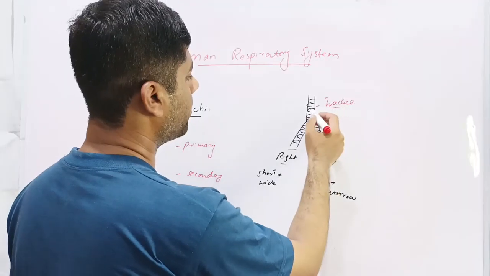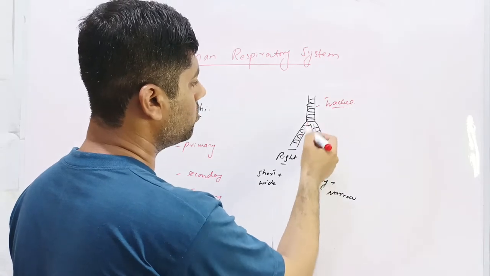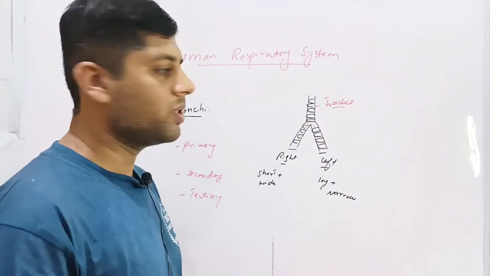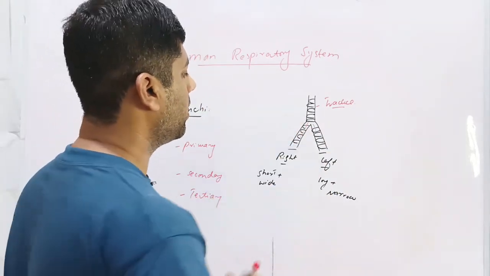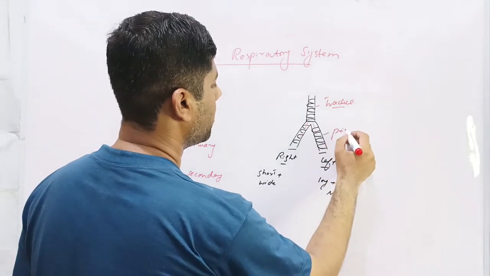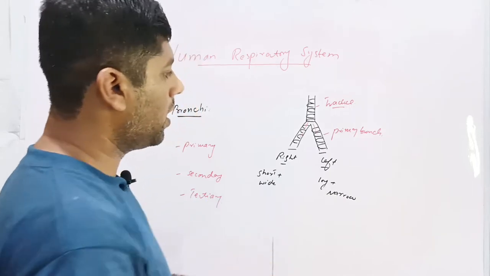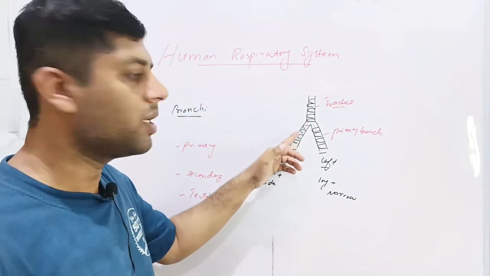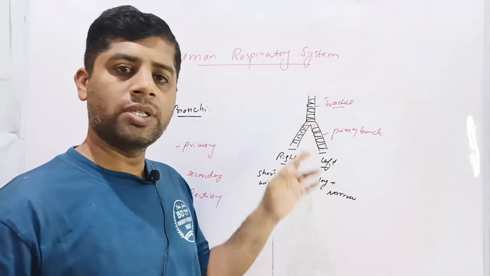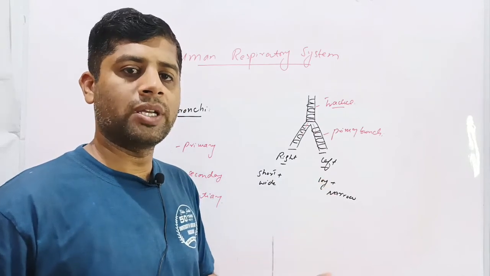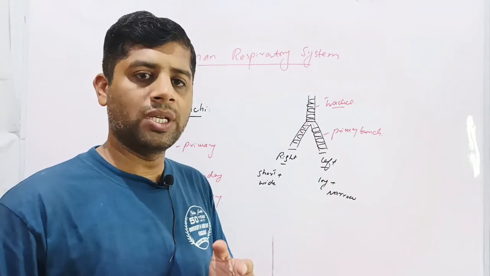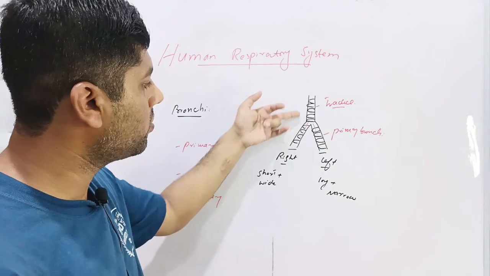The trachea bifurcates into two bronchi. These two bifurcations or divisions of the trachea are called bronchi, or we can say these are the primary bronchi. All these parts, the larynx, trachea and bronchi, are just air passageways and no exchange of gases occurs here. Exchange of gases occurs only in the lungs. So air passes through the trachea to the bronchi.